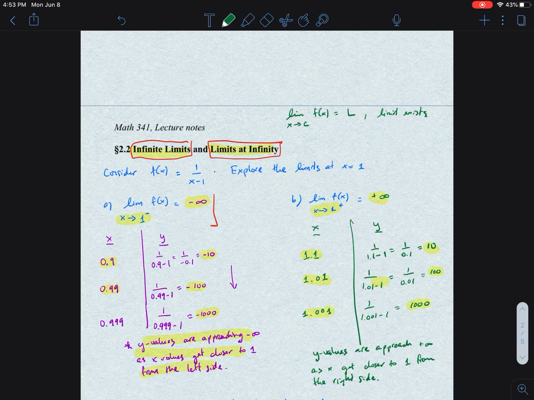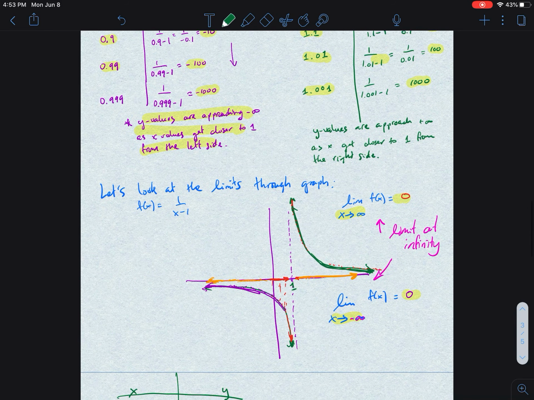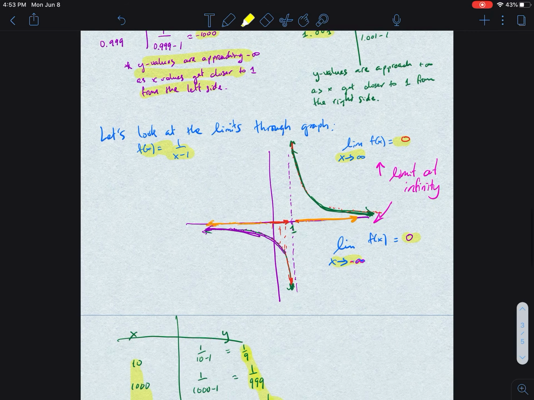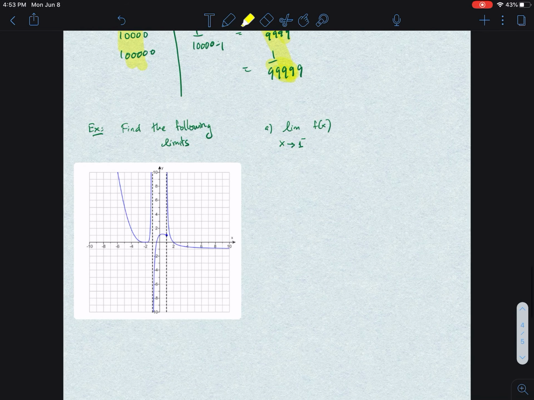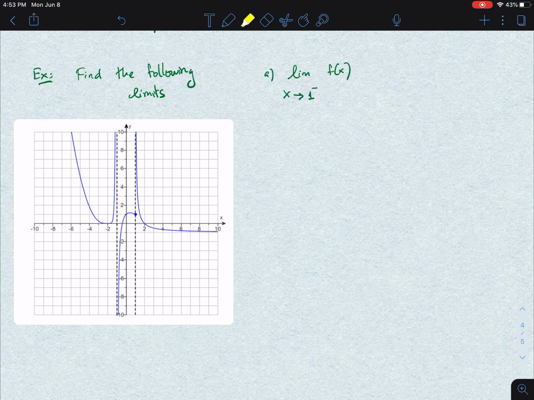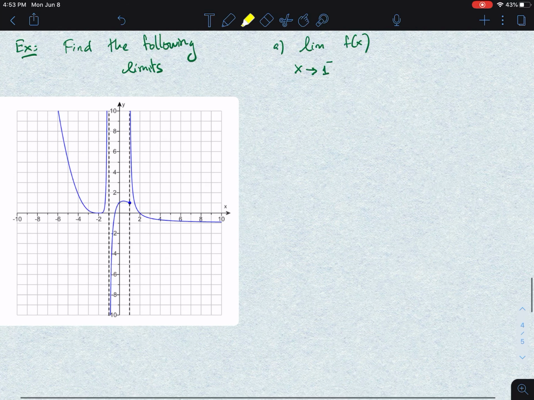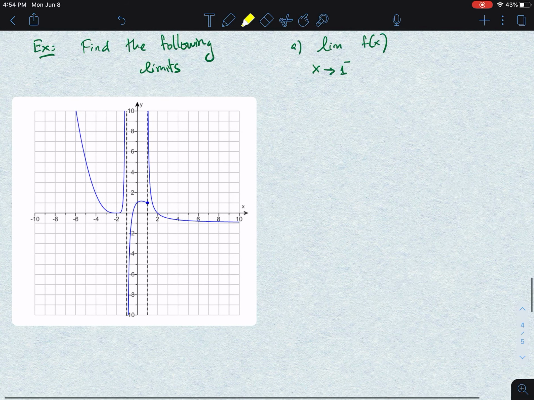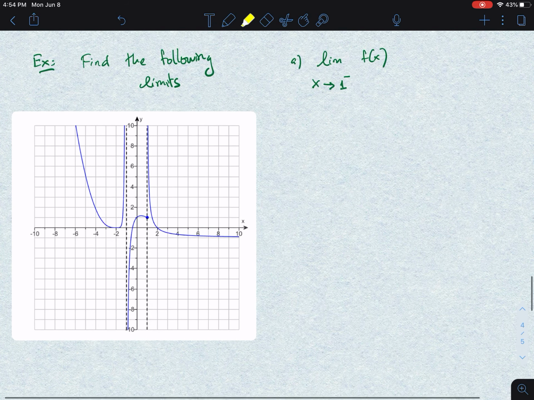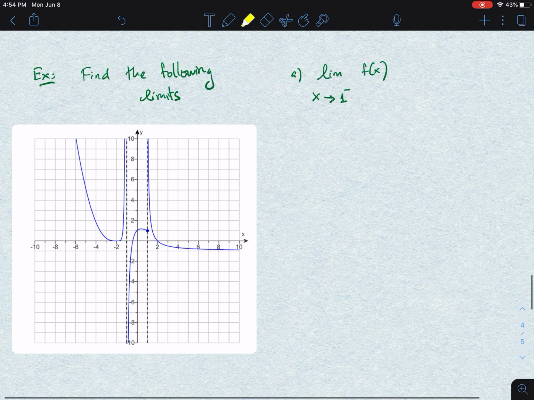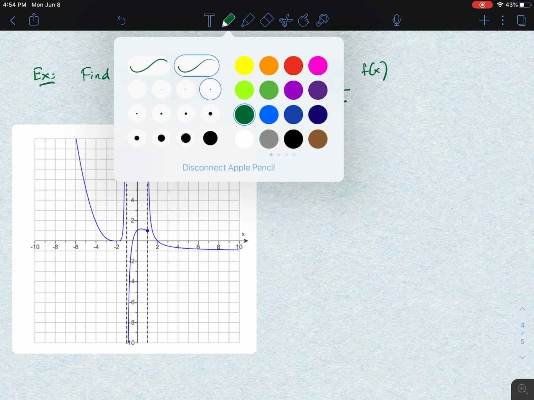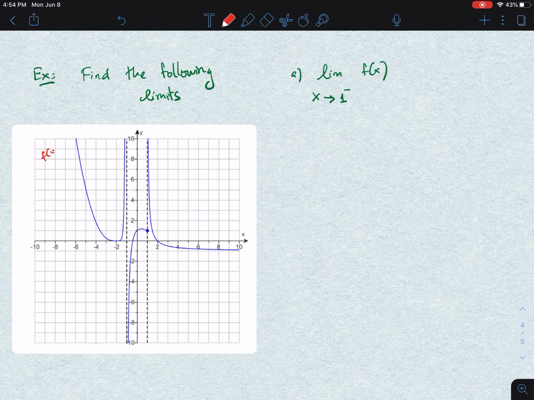On the previous video, we briefly introduced the concept of limits at infinity and infinite limits through this example of 1 over x minus 1. Now we're going to start with the given graph. Constructing a function for this graph is not easy, but we don't need to do that in this case. We're just going to refer to the graph and answer the following limit questions. This is our f of x, all these parts here.